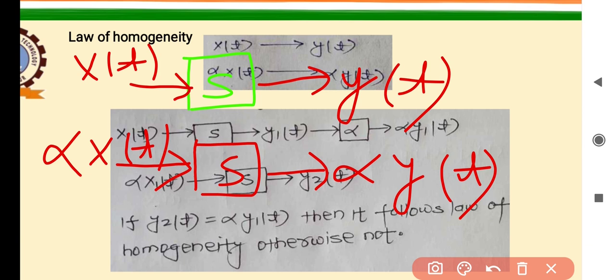If x(t) is given to the system S, it produces output y(t). In the second case, x(t) is multiplied by a constant alpha, then applied to the same system, and the system produces an output multiplied by the same constant alpha. Then we can say that this system follows the law of homogeneity.